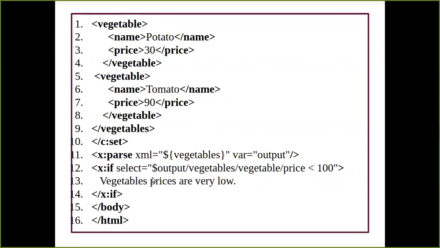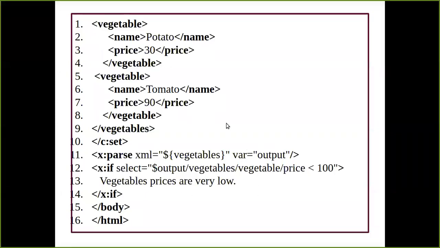Till now we have learned the set tag from the core, where we learned about the var and the value attribute. We have another tag called parse, which is a part of the XML tag, and there we have two attributes, that is XML and var. In the XML attribute, you call the previously defined variable which is holding some value. Previously defined variable means the vegetables, holding the three vegetable names along with their prices. So we are calling it in this expression. Then we have a var attribute, where we create another variable.